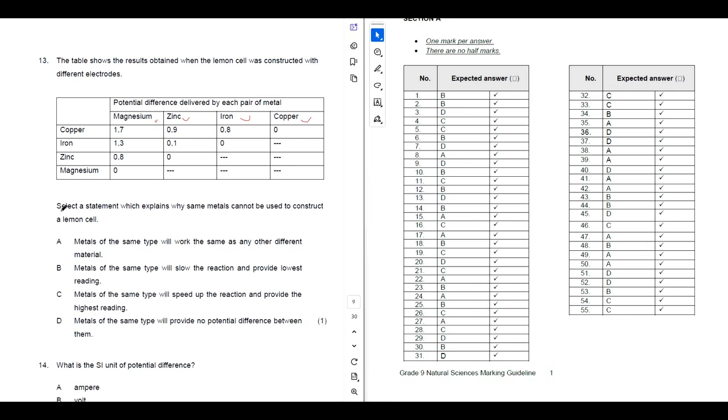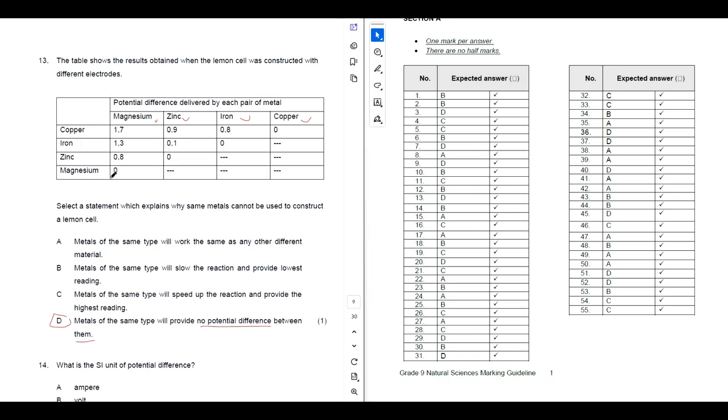Now we are asked to select the statement which explains why the same metals cannot be used to construct a lemon cell. The correct answer will be D, because metals of the same type will provide no potential difference between them. Metals that are the same will provide no potential difference between each other.